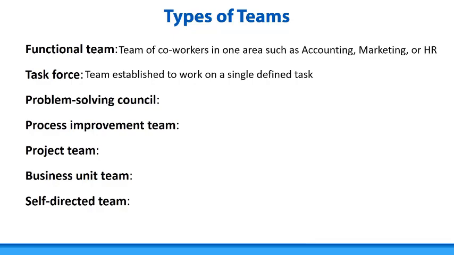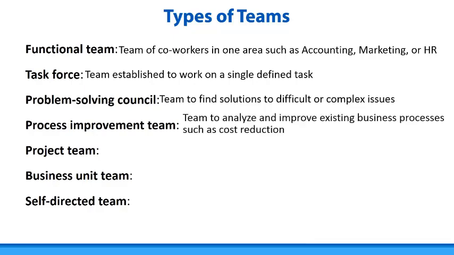A problem-solving council. This is a team to find solutions to difficult or complex issues, so they probably have a lot of knowledge of what the issues are. Process improvement team analyzes and improves existing business processes, such as cost reduction. Again, they probably have more experience, at least working on the issue, maybe not as a team, but on different teams, so that they can understand the different processes available.